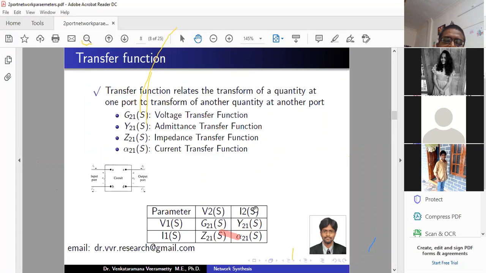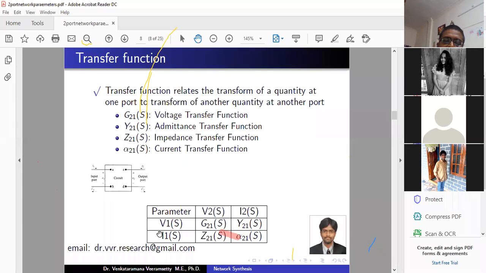Similarly, if you correlate I2, the current at the second port, with the voltage at the first port, it is I2 of S divided by V1 of S. That is called Y21 of S, the admittance transfer function: I by V. Similarly, Z21 of S is V2 of S divided by I1 of S. That means we are correlating voltage at the second port with the current at the first port. That is called the impedance transfer function. So Z21 of S equals V2 of S divided by I1 of S. Right? Similarly, it is I2 of S divided by I1 of S.